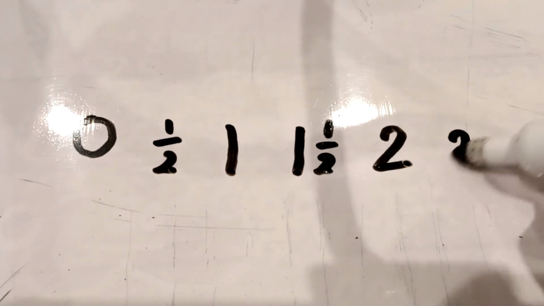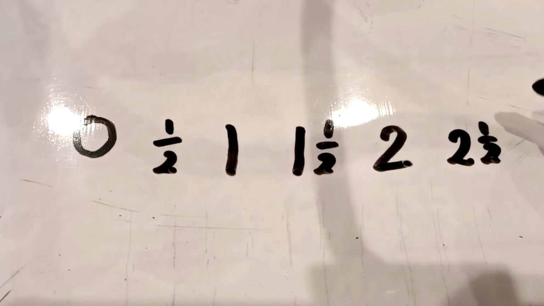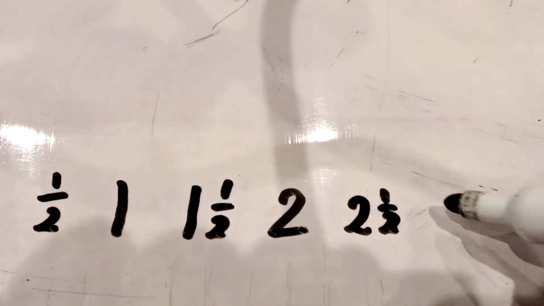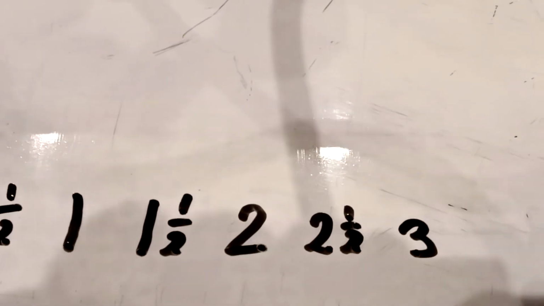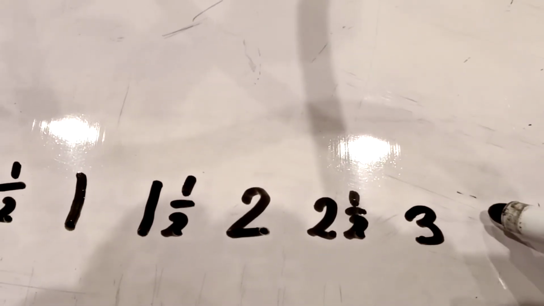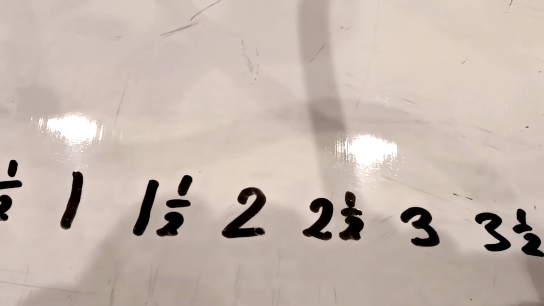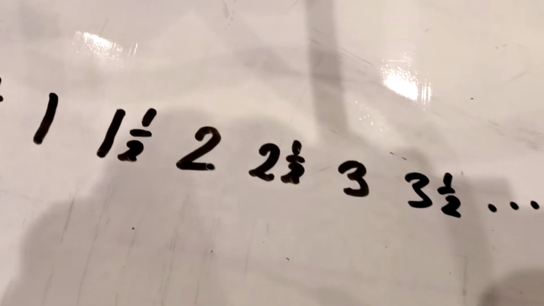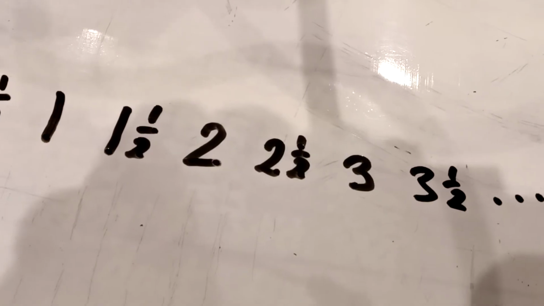Add another half and you get 2.5. Add another half and you get 3. Add another half and you get 3.5. I want you to carry it on. Go all the way to 10. Pause the video now.